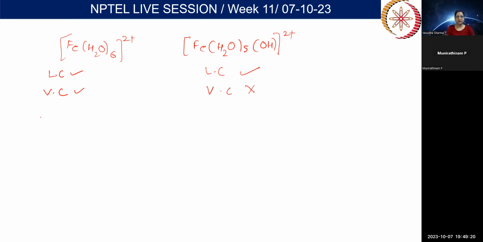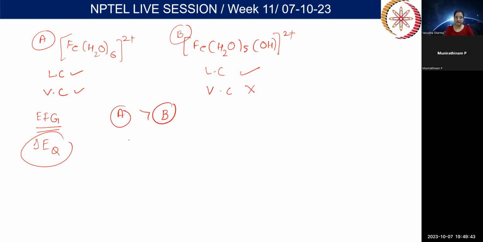So what do you feel, which one is going to have more electric field gradient, and correspondingly which one is going to have more separation between the two peaks? That means quadrupole splitting. Is it A or is it B? A has more quadrupole splitting. So A has more electric field gradient, and therefore there would be more splitting in your A case.